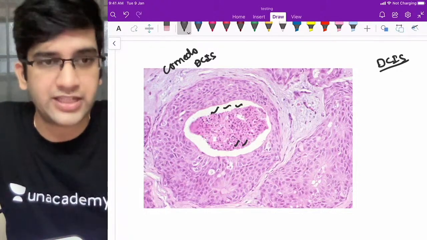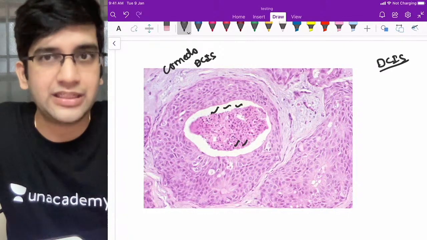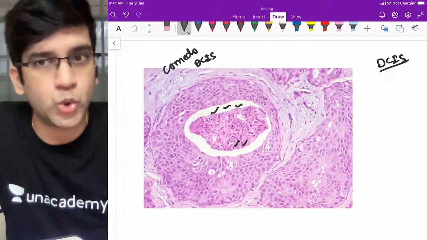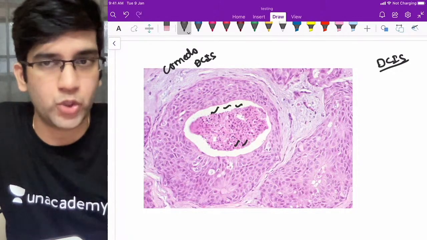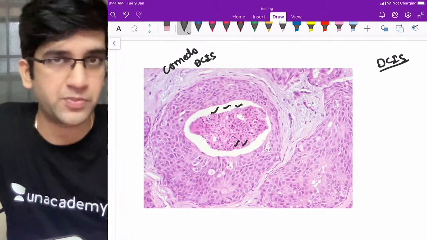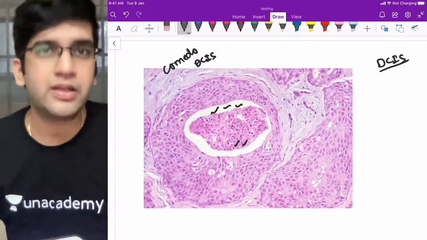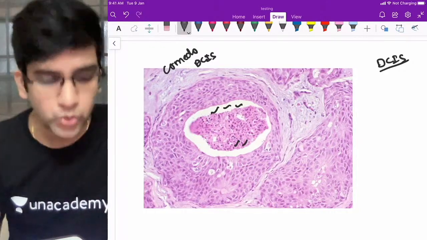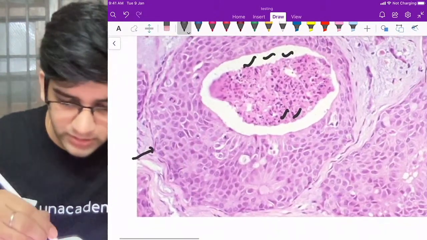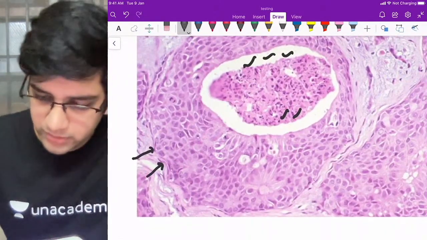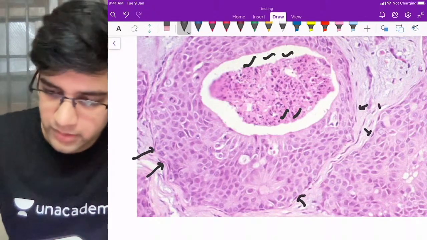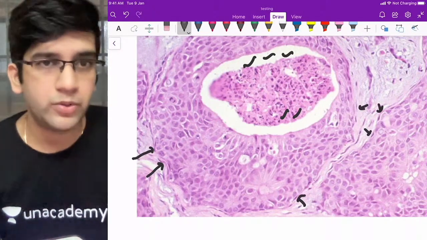Don't look at the image, just answer what I'm going to say. When I say ductal carcinoma in situ, am I right in saying that this lesion will also have myoepithelial lining? Yes or no? It's in situ, it will have myoepithelial lining. Maybe it's not a continuous lining, but I do have myoepithelial cells. Again, can you see them? I'll just zoom a little bit. Can you see the myoepithelial layer? Yeah, I can, right? So definitely if I do a marker, I'll be able to see them, right?